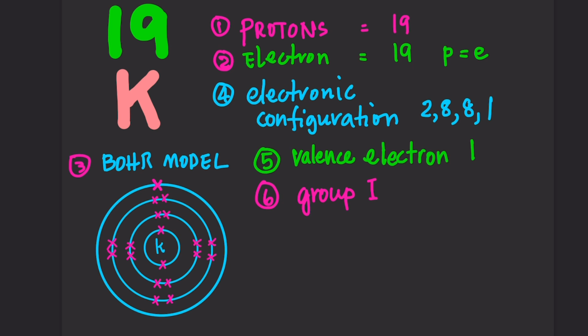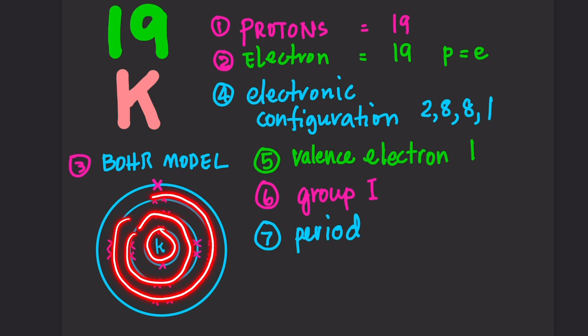And the last piece of information would be the period. Just by looking at the Bohr model, or the electronic configuration, just by looking at this or this, I can already tell you what the period is. Because we know the period is the number of electron shells. So how many electron shells do we see? 1, 2, 3, 4. Or I can count 1, 2, 3, 4. So I know that this element is in period 4.